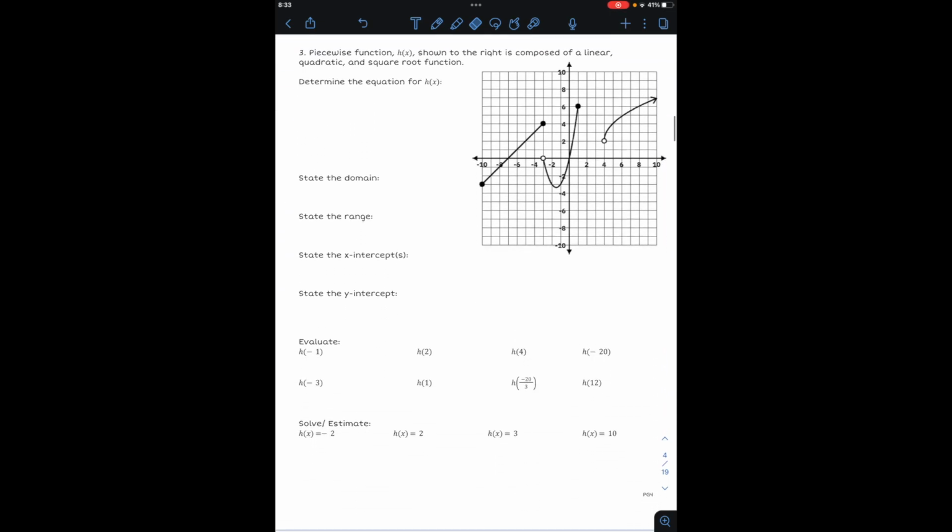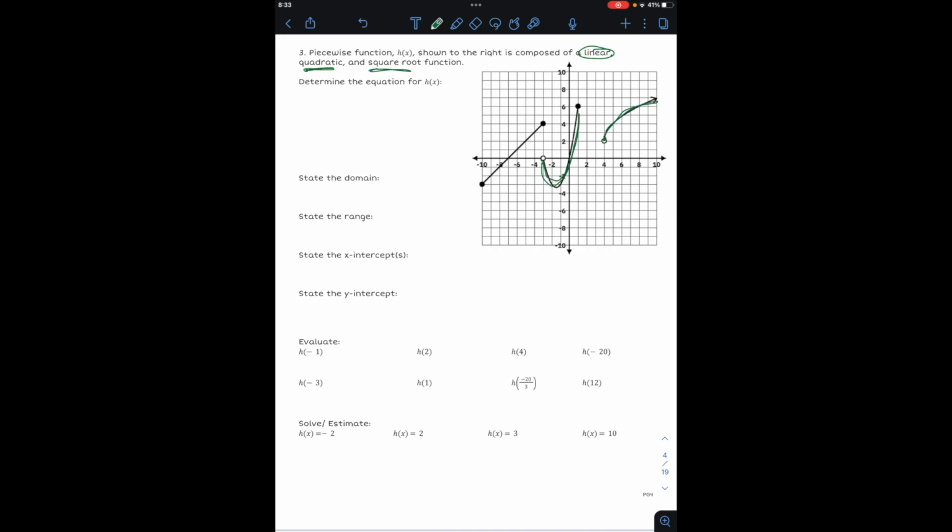Okay, but now we're going to look at some functions that you have studied. So first of all, we note we have a piecewise function, h of x, shown on the graph to the right. And we're told that it's a linear function, so that appears to be right here, a quadratic, which appears to be here, and a square root function.